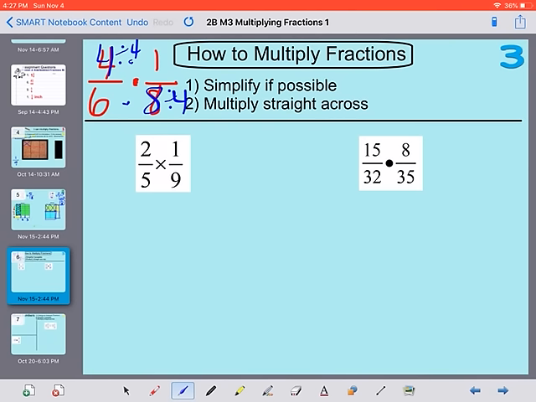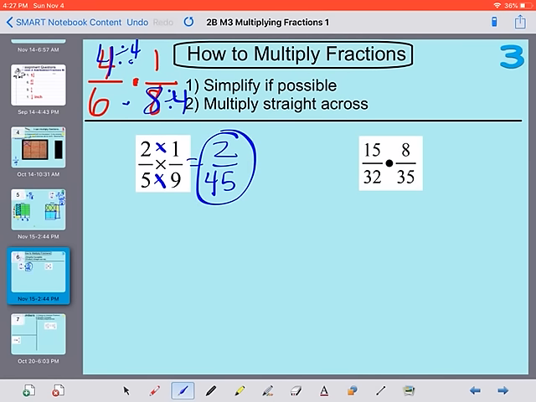So this one we can't simplify. 2 does not go into 9 or 5, and 5 doesn't go into 2 and 1. So it's not really going to simplify top and bottom here, so we can just multiply straight across. 2 times 1 is 2. 5 times 9 is 45. You can use your multiplication table if you need.